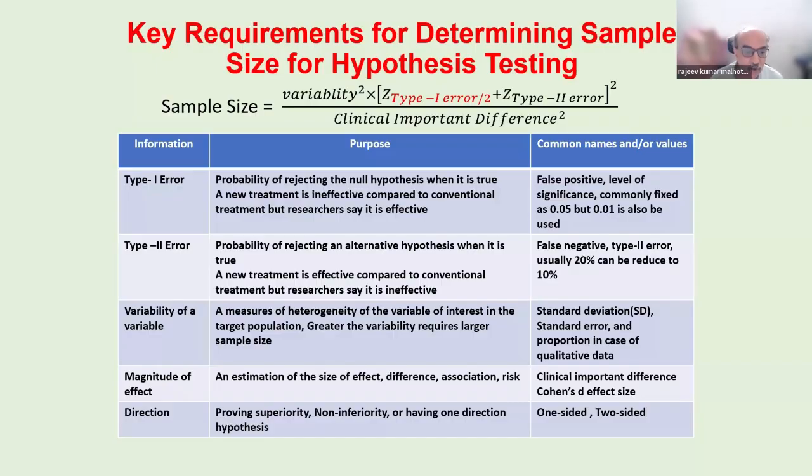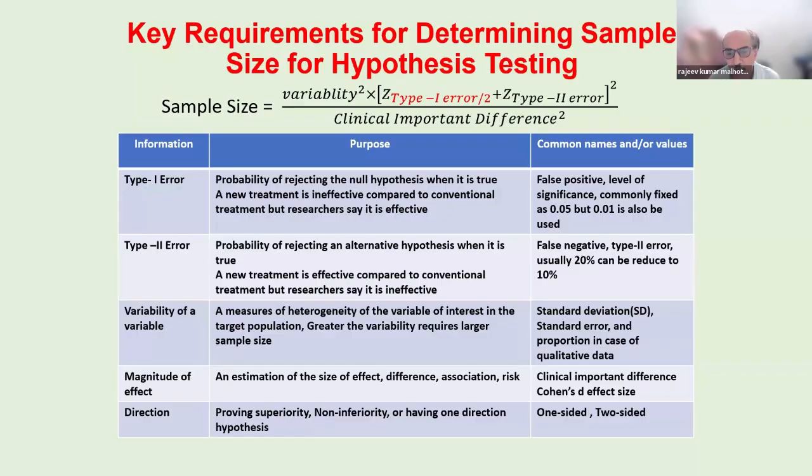Another is the magnitude of effect, that is called clinically important difference. So this estimation is by the effect size. Now there are different types of effect size. Cohen effect size is there. There are a lot of standardized effect sizes for calculating sample size, but they may have some drawbacks also. The mean difference directly, you can say, is a clinically important difference.